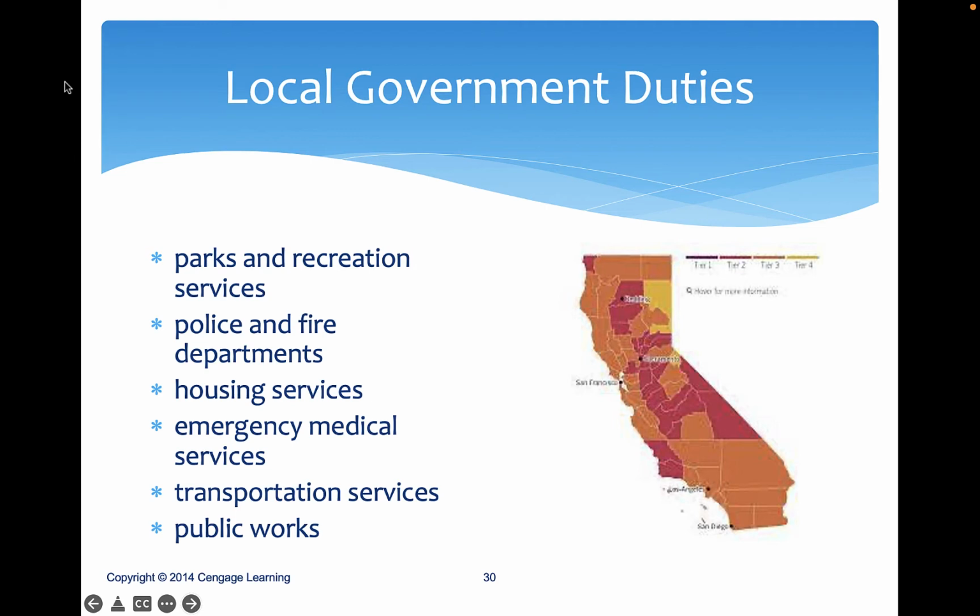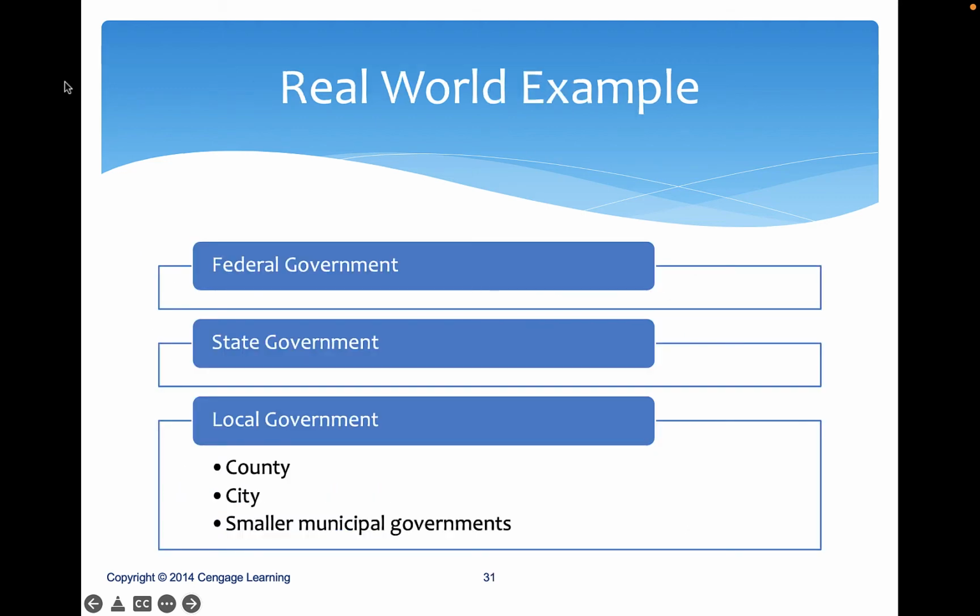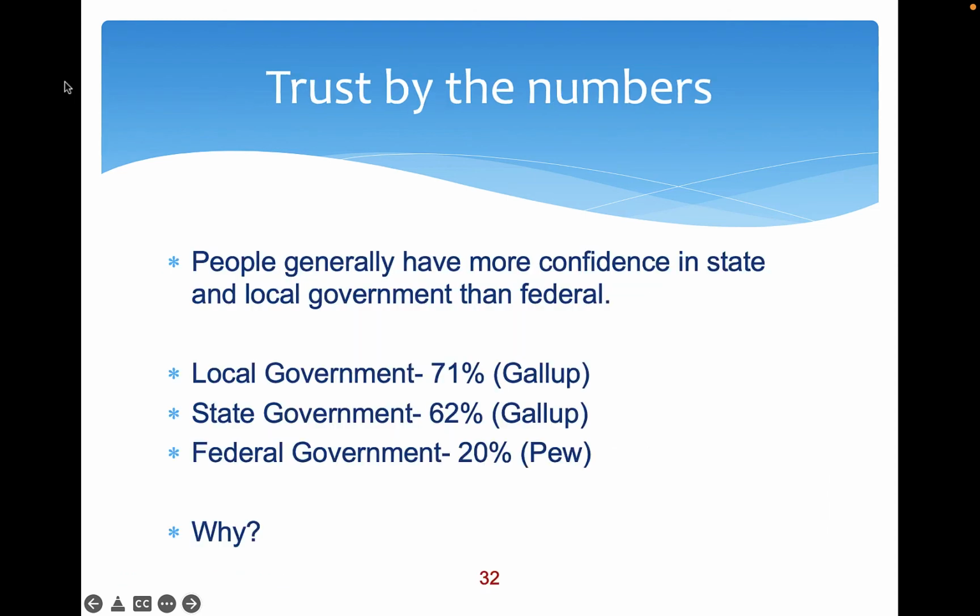Housing, things like Section 8, the money is given from the federal government and the state government, but it's administered by the county. Emergency medical services, they actually enter into a contract with ambulance providers. Transportation services like mass transit, whether it's the bus or the trolley, and public works projects. So if there's something that needs to be fixed, like in the sewer system, or maybe even a pothole, that's done by local governments. So we have federal government, state governments, local governments, and at the bottom of local governments, we have county, city, and smaller municipal governments. Most of your governments are going to be at the local level.